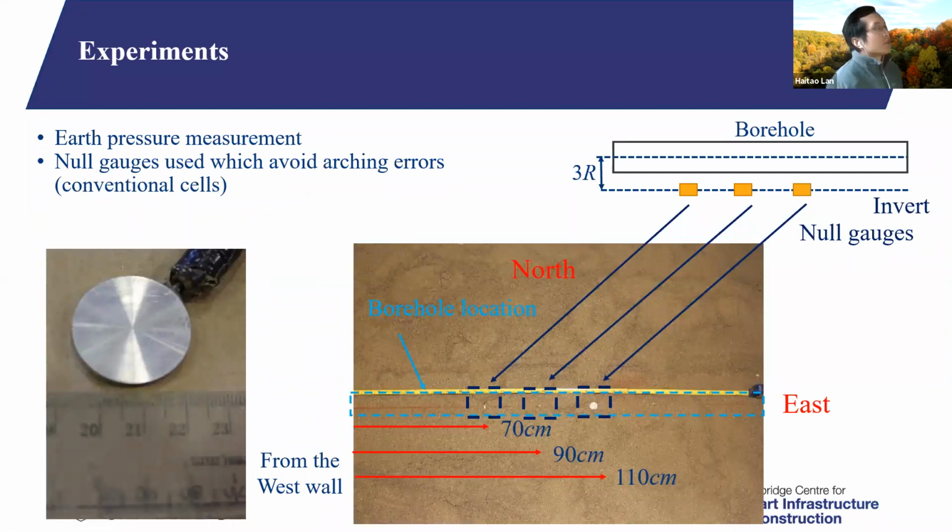We also bury some earth pressure sensors at 3 times the radius below the invert of the borehole to measure the circumferential, axial, and radial stresses. These sensors are also called the Nile gauges, which were developed by Professor Mark Kanisnik from Israel Institute of Technology, because these sensors could give us much more accurate and reliable measurement than the data using the conventional earth pressure cells, because those conventional earth pressure cells will introduce arching errors.